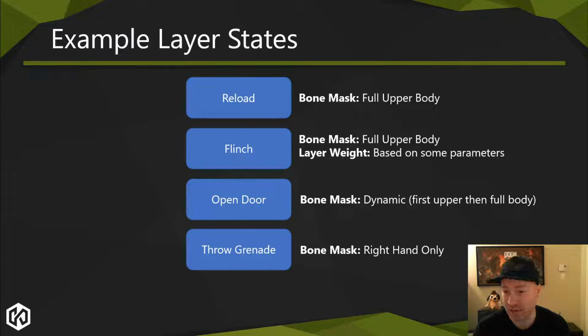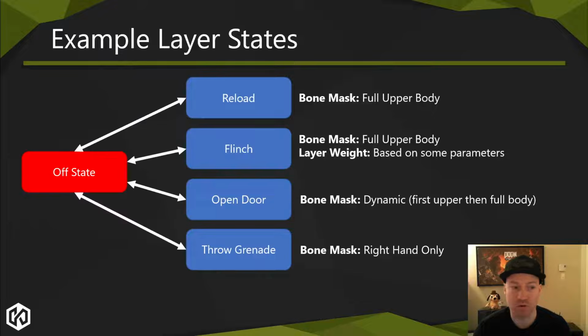Grenade might just be a right hand. So that gives the animator fine-grained control per state to manage the bone mask and the layer weights. Again, this is something that I haven't really seen anywhere else, and I don't know why. It's a very simple solution and it gives you a lot of flexibility and you can do some pretty incredible setups with this. Additionally, there's a concept called an off state within state machines.